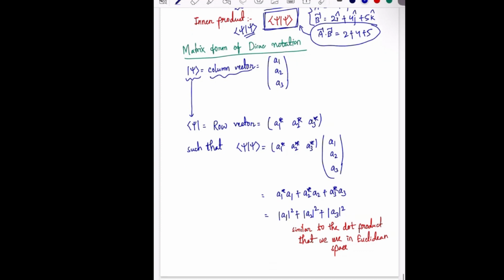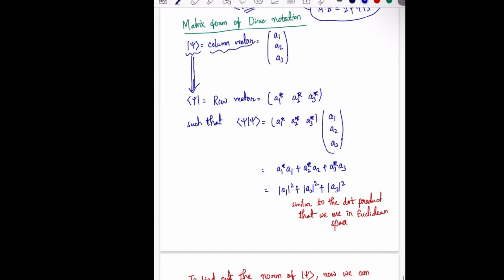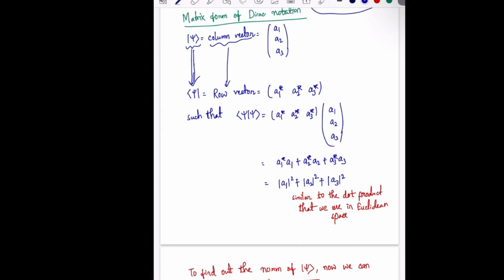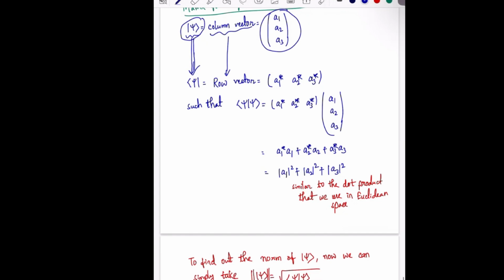Now, if you want to represent this kth vector in terms of a bra vector, then you simply take the row vector of this column vector. So if you have a kth vector psi in terms of a1, a2, a3, then in bra vector this simply becomes a row vector, and the constants become the complex conjugates of the initial constants: a1 star, a2 star, and a3 star.